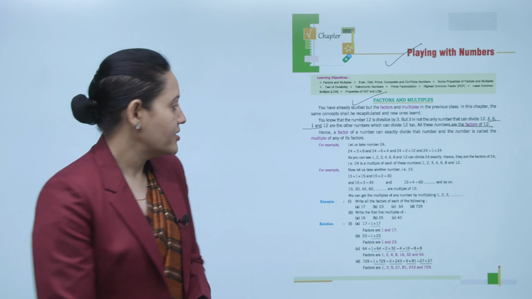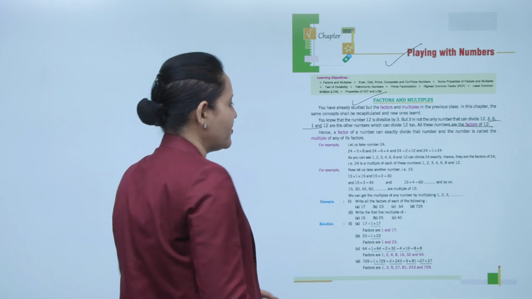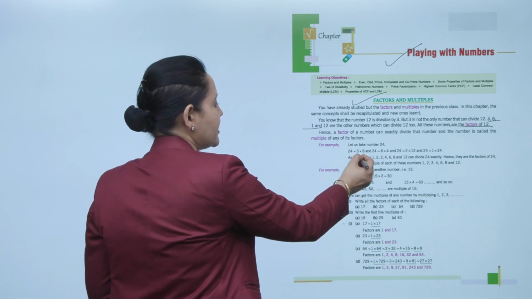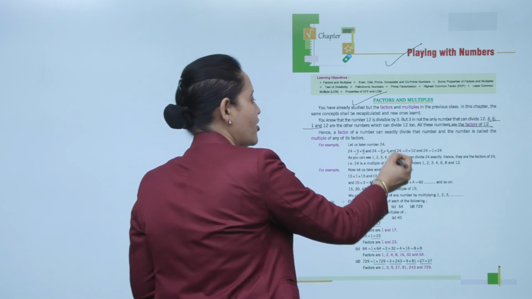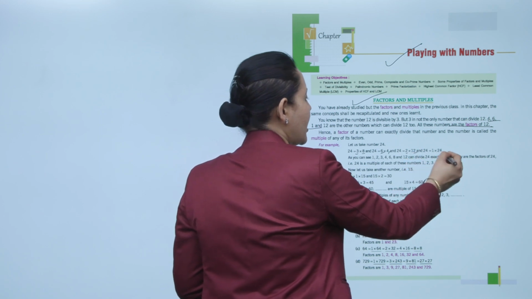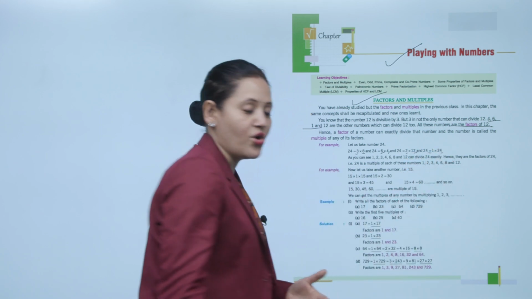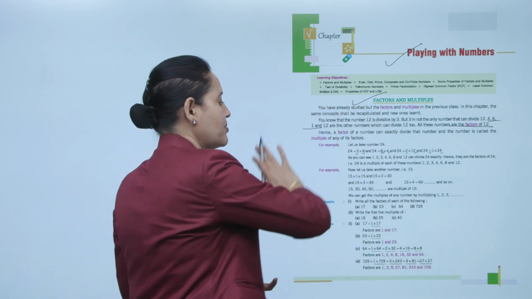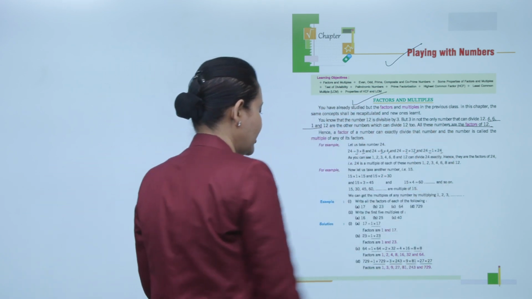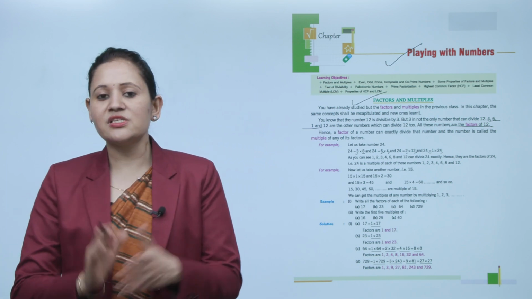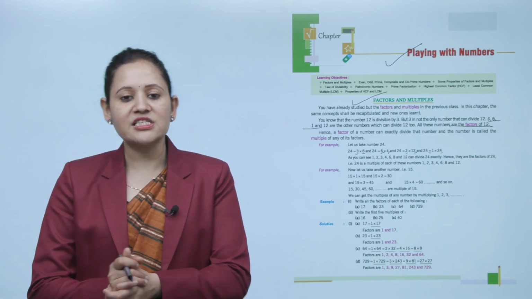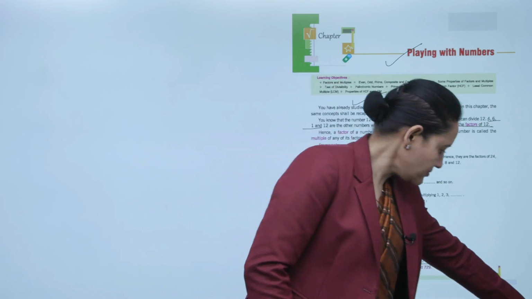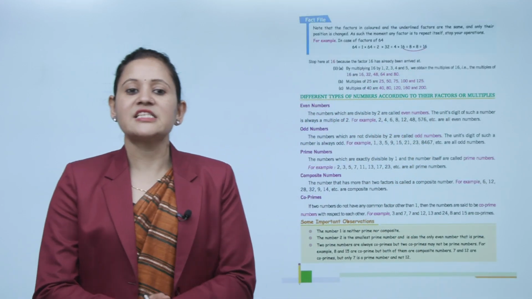Clear? So here we have taken number 24. So 3, 8, 6, 4, 2, 12, 1 and 24, all these will be the factors of 24, and 24 will be a multiple of all these numbers. Clear? So this is how we can find the factors and multiples. Next is fact 5.